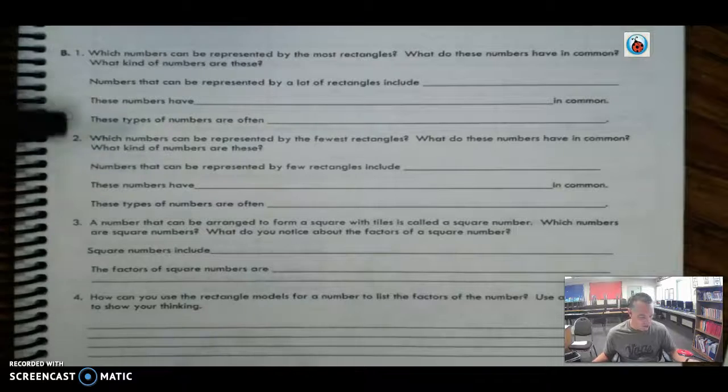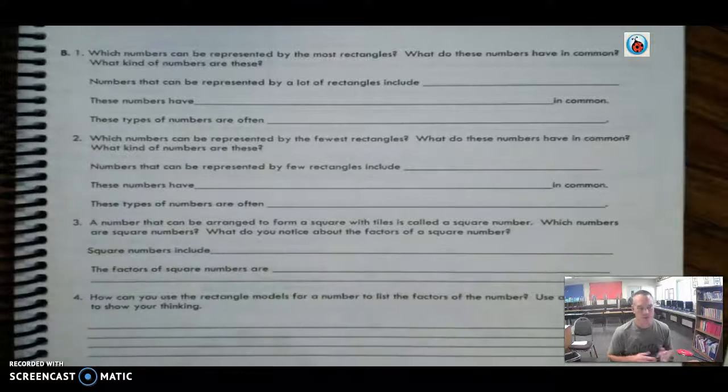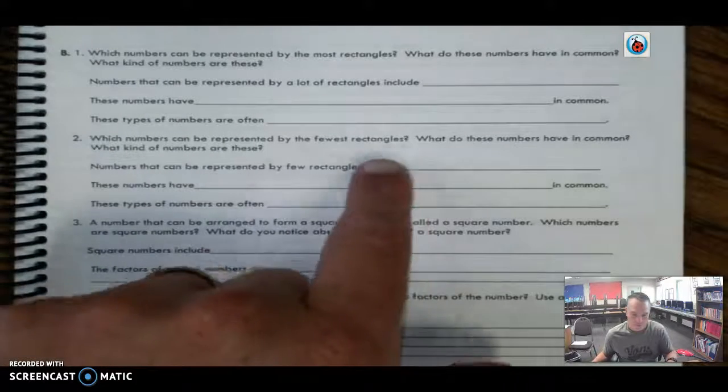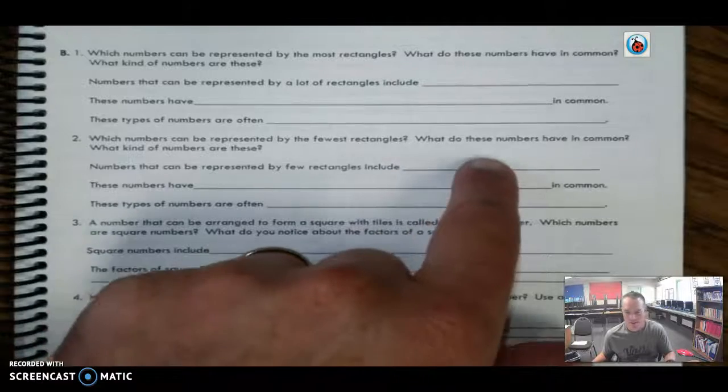All right, for 2, these are numbers that have the fewest rectangles. What do these numbers have in common, and what kind of numbers are these? Think back to the factor game. These are numbers that have the fewest amount of factors. These were the best first move numbers, if you remember what those are. And those are a special kind of number. Numbers represented by a few rectangles are where you're going to write the numbers in, okay?